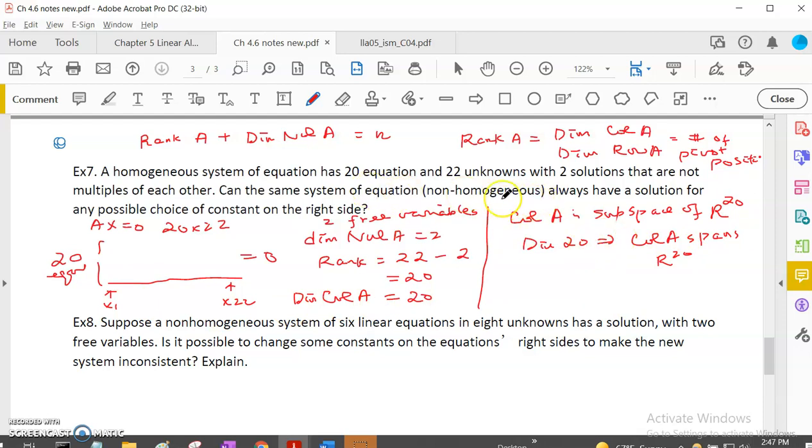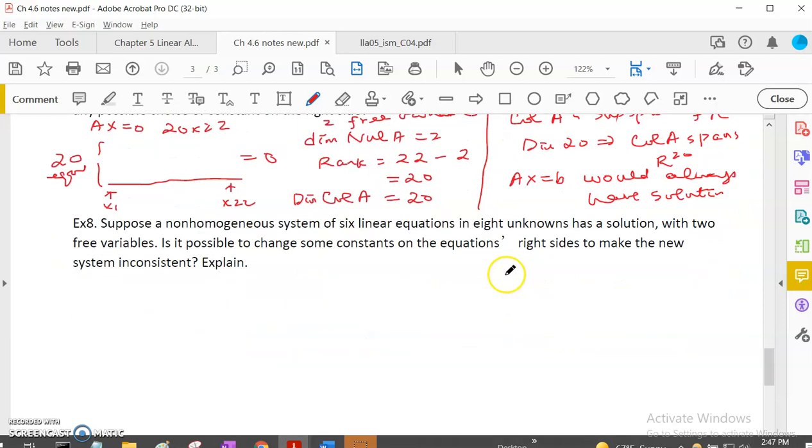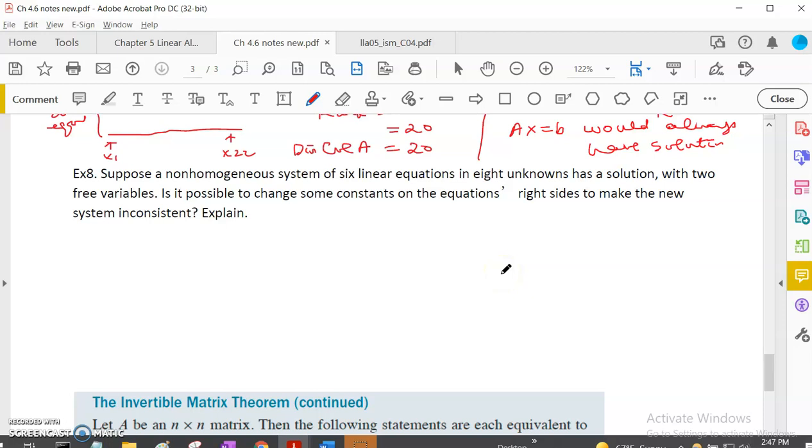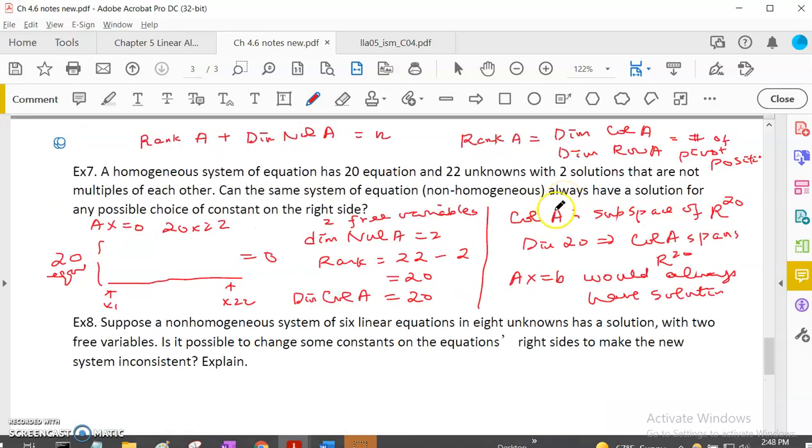So can the non-homogeneous system always have a solution? If I have AX equal to B, it would always have a solution, because no matter what B you have, you can always find an X that gives a linear combination of the 20 column vectors. It has a solution because column A spans R20, so any vector in R20 that you write, you should be able to obtain from the columns of A. So that is the conclusion. The answer is yes.